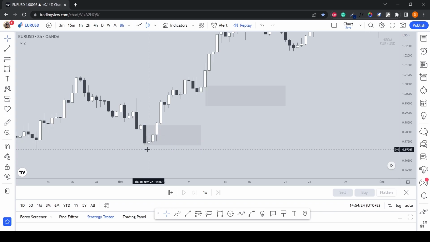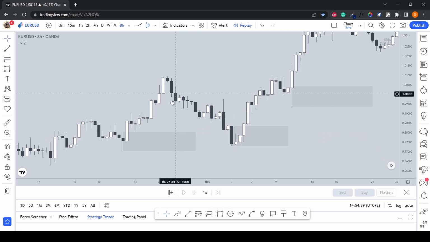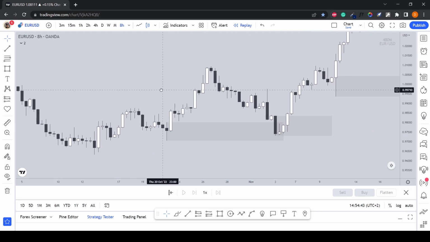So once again, a good example of a zone. And this one is of course a zone of a lower quality. So a small body, wicks, we don't know what's happened there, just a sideways move, so no clear manipulation. But as you can see, by the way, it worked out really well.